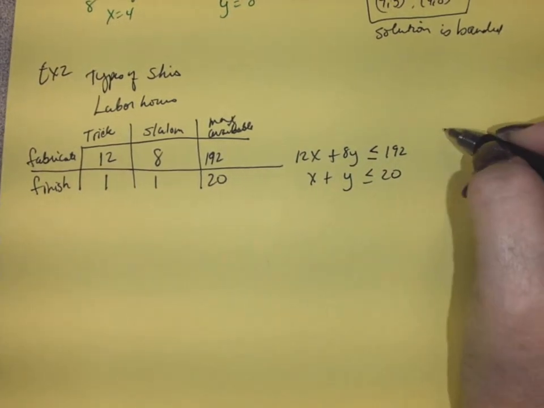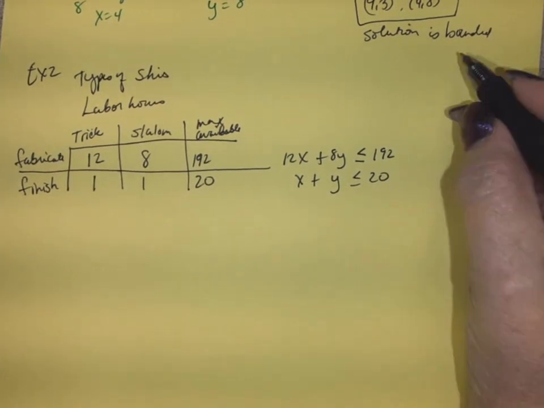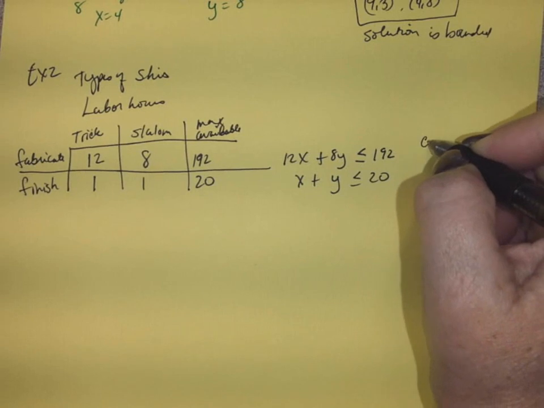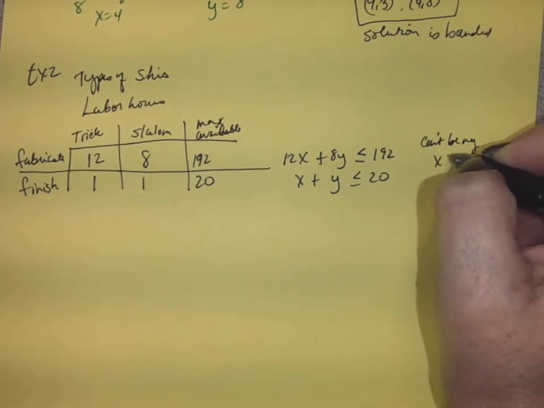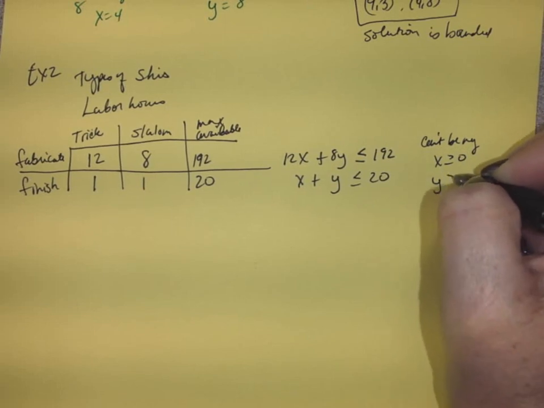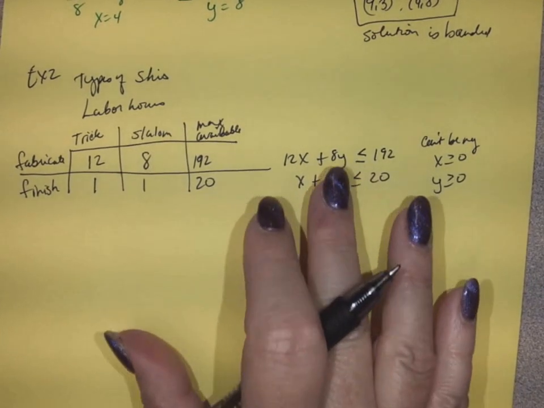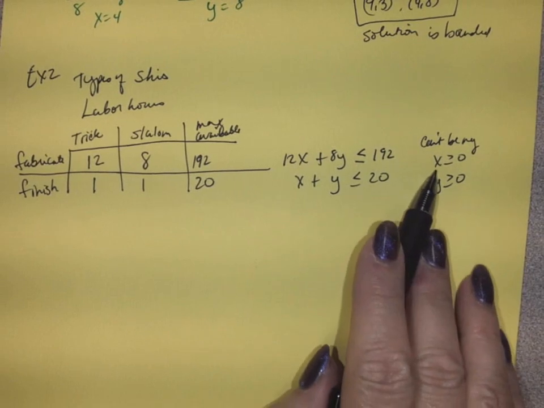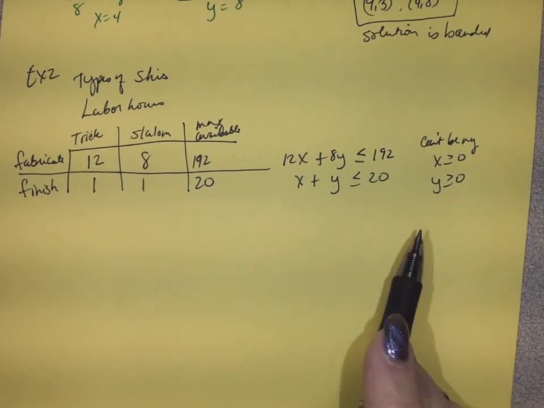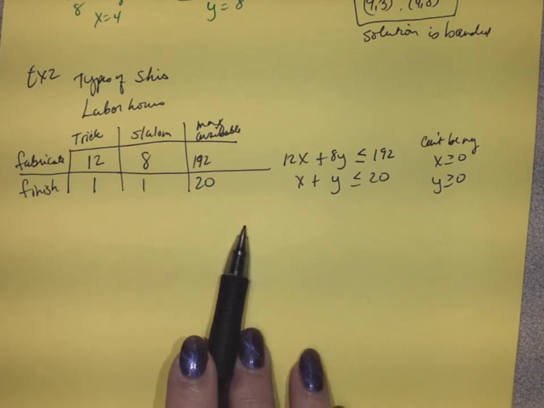We also know that if we're making things, we can't make a negative amount. So we know that x is greater than or equal to 0 and y is greater than or equal to 0. All right, so we would do the same process. We've got basically 2 equations because this is just going to be our x and our y axis. And you would find the x-intercept, the y-intercept, and the test point.